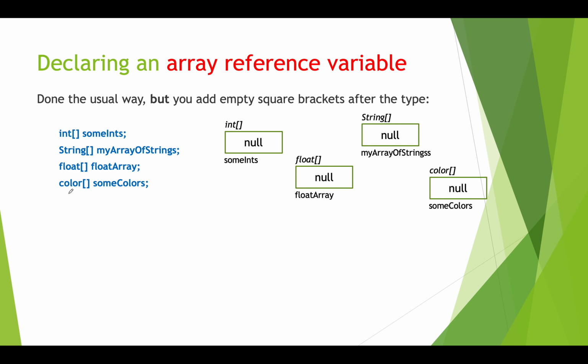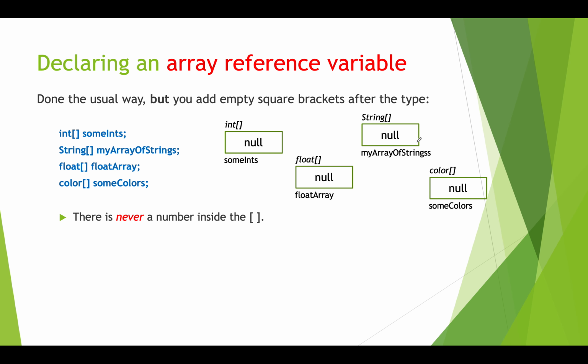And here we have an array of colors. So again, color being a primitive type in processing. So we have color, open bracket, close bracket. We're calling it some colors. Here's our reference variable on the stack. And right now it is not yet pointing at anything.